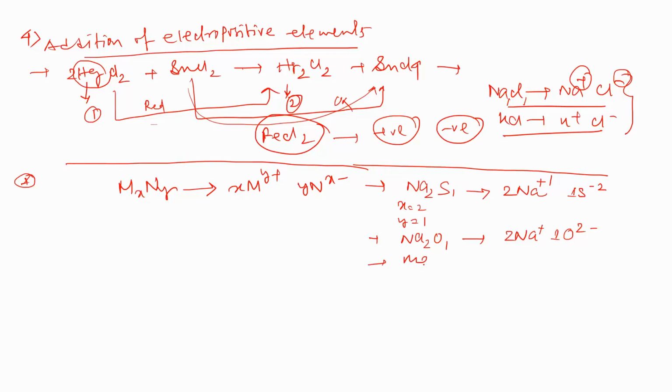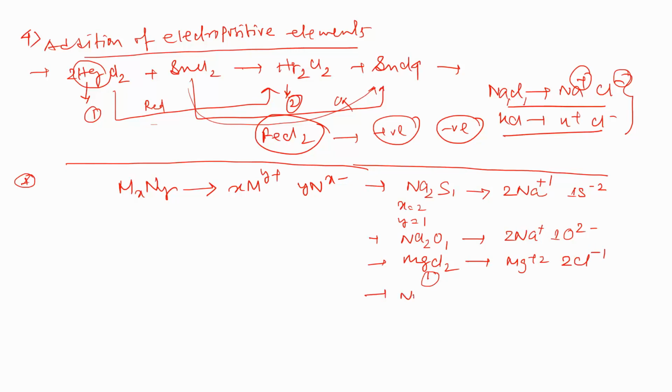And MgCl2. So it will be magnesium 2+. There is 1, so magnesium 2+, and the 2 is coming as a charge. And 2 will come in front of the Cl, so 2Cl, and there is 1, so the charge will be minus 1.